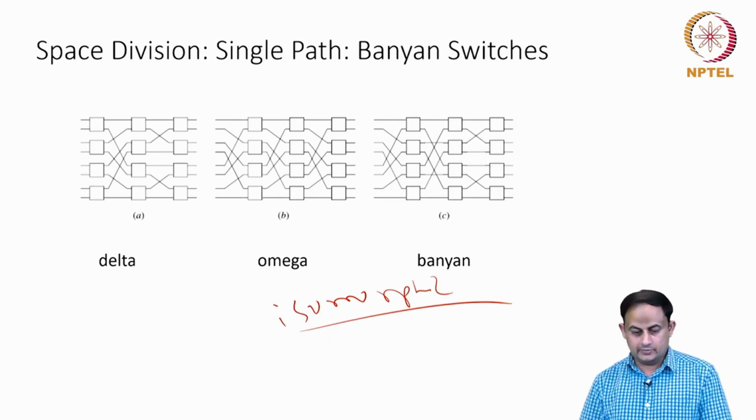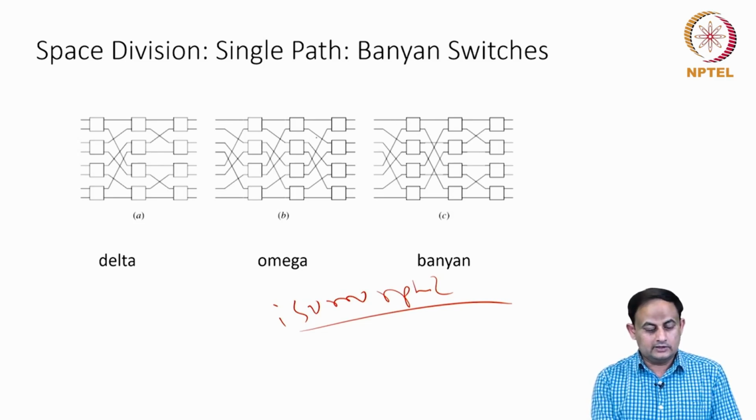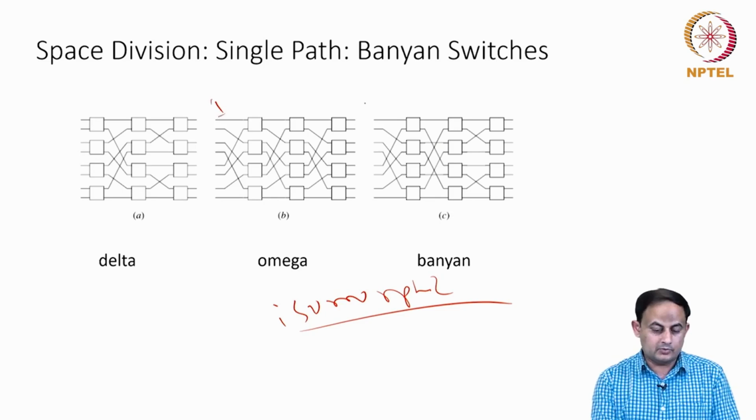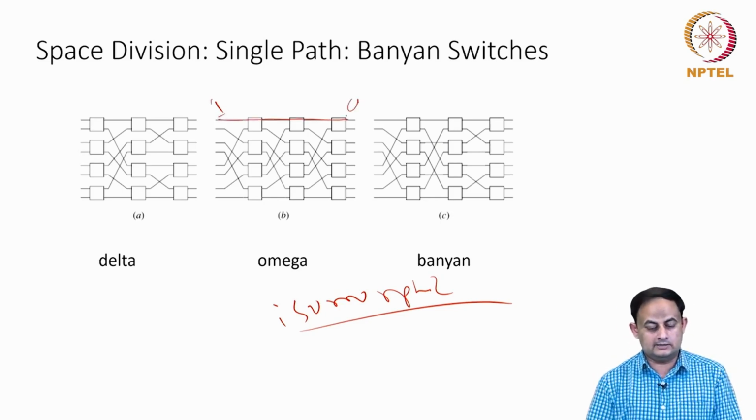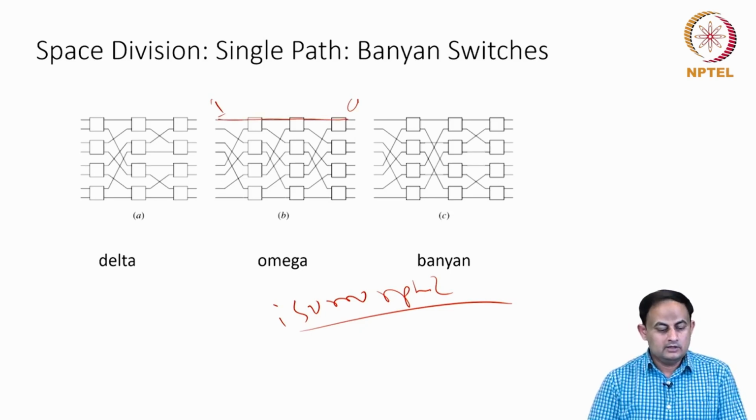So this is an example. Although the connections look a little bit haphazard, you can think of there being only a unique path between one port and another port. For example, if I want to go from input port number 1 to output port number A, this is the only link that exists. If I take any other path, then I will not be able to reach it.